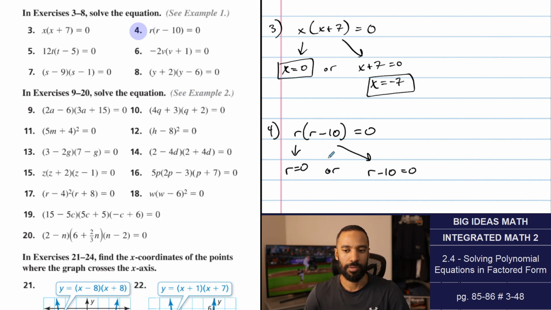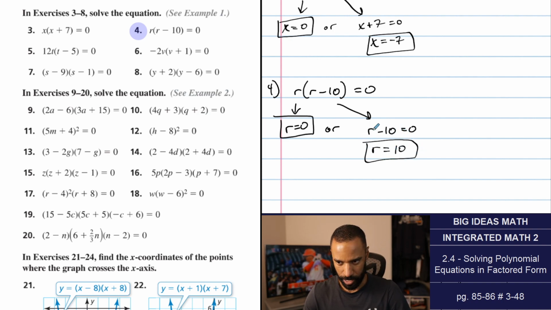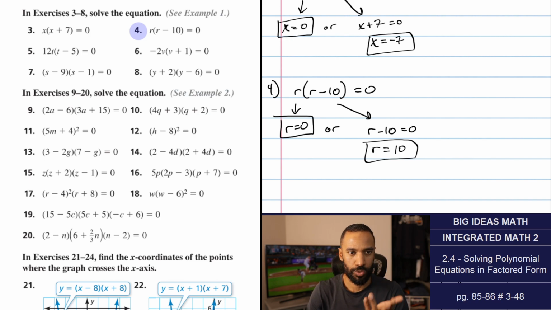And I apologize if I sometimes don't put the word or. I'm just probably working through speed that way. So sorry if I don't. If r - 10 equals 0, you add 10 to both sides and r would equal 10. So 3 and 4 are going to be the same kind of question.